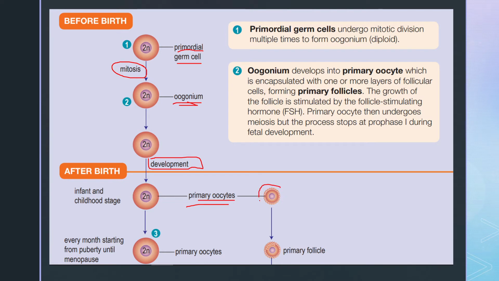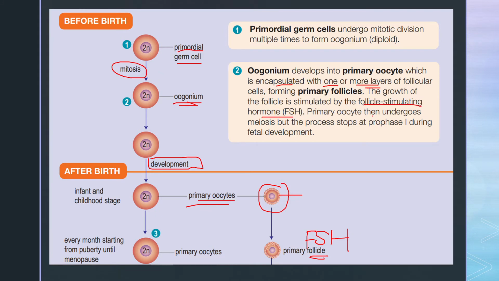Okay, this primary oocyte is encapsulated with one or more layers of the follicular cells. So you get to see a lot of these follicular cells. The growth of this follicle is stimulated by hormones. From the name follicle, the hormone that is responsible to stimulate the development or growth is follicle stimulating hormone.